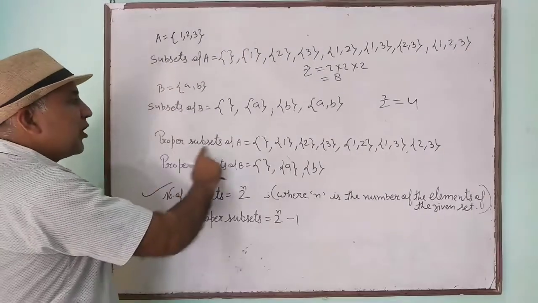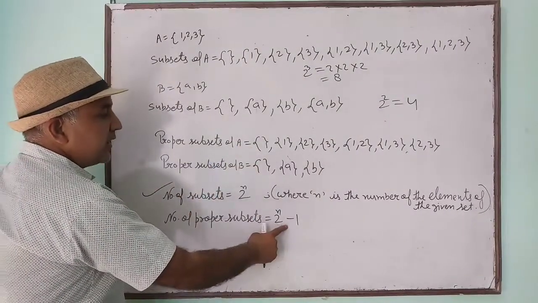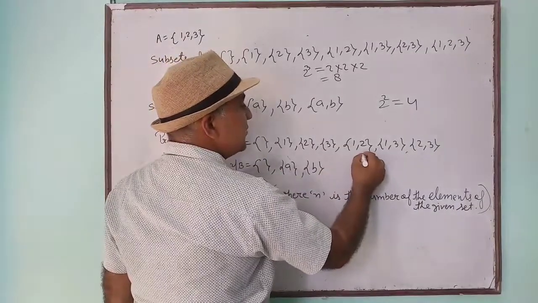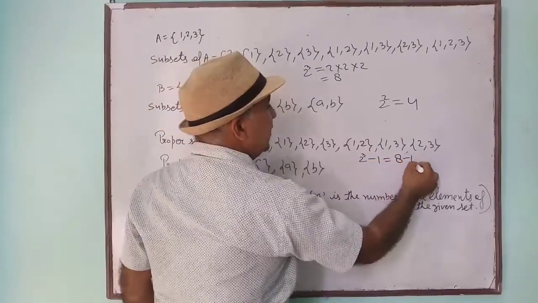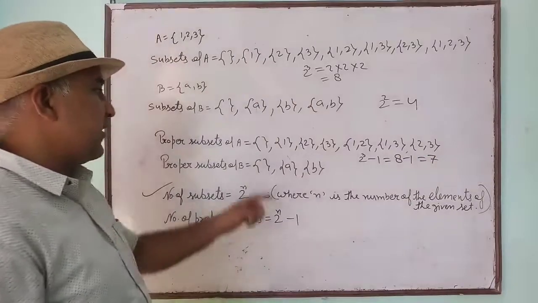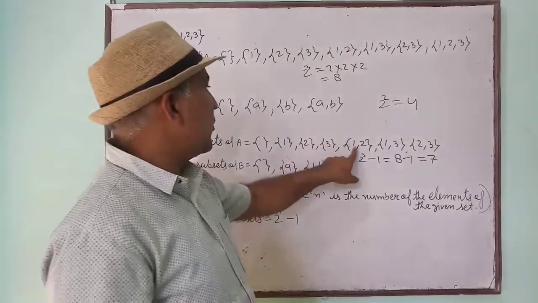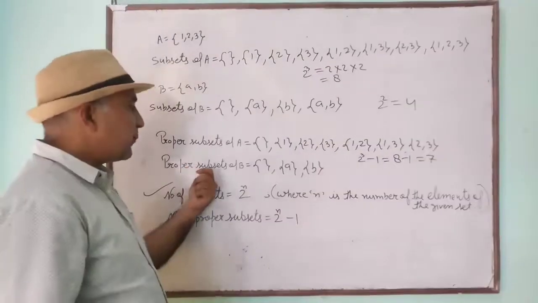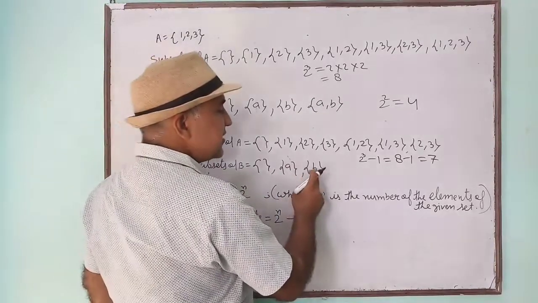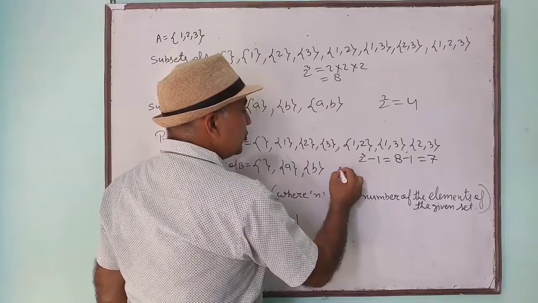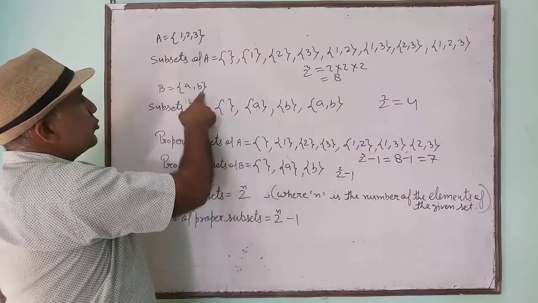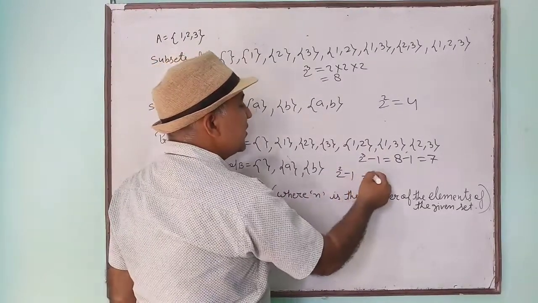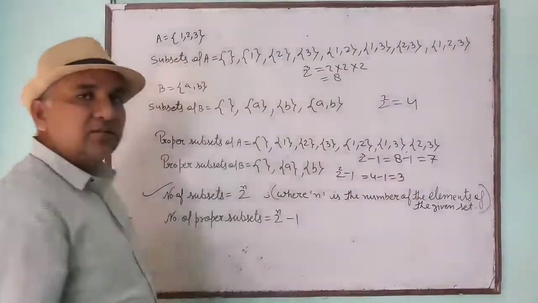By the same way, the number of proper subsets is 2 to the power n minus 1. Check this one. Set A has 3 elements. So the number of proper subsets will be 2 to the power 3 minus 1. Means 8 minus 1, that is 7. Count it. 1, 2, 3, 4, 5, 6, 7. Is this clear? Similarly for the proper subsets of B. Check that these are correct or not. 2 to the power 2 minus 1 because set B has 2 elements. So the number of proper subsets will be 2 to the power 2 minus 1, means 4 minus 1, that is 3. Is this clear?